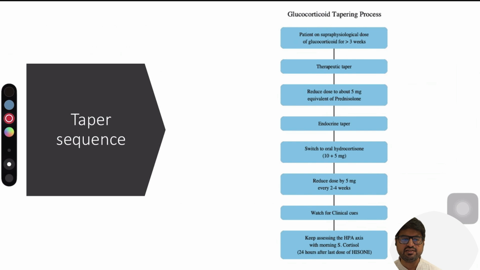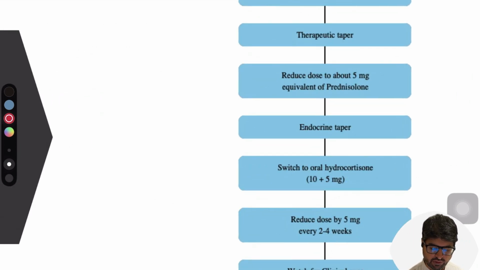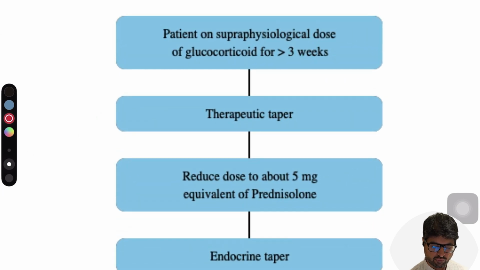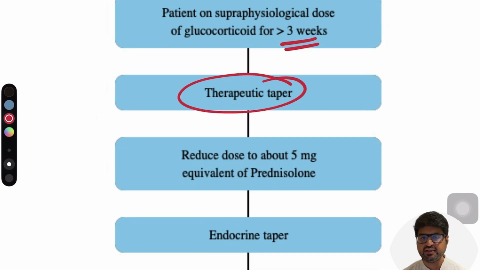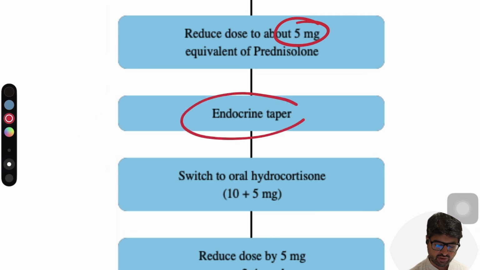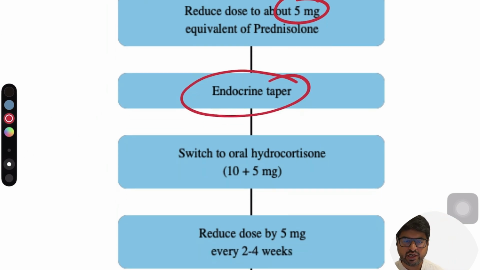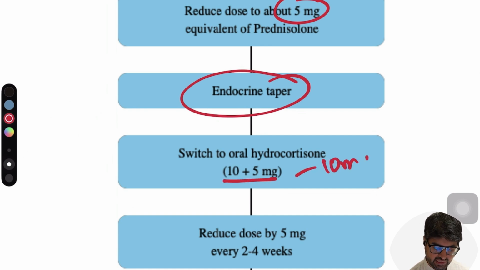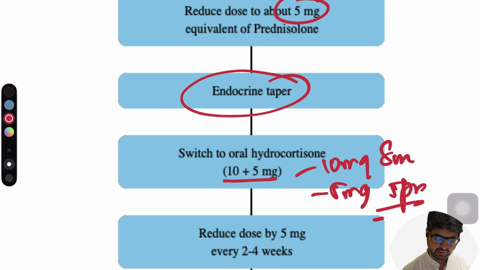So this is the taper sequence I already discussed with you. Let's say a patient is on a supraphysiological dose of glucocorticoids for more than 3 weeks, for example prednisolone 40 milligram. The first phase is to do a therapeutic taper, which is to bring the dose down to 5 milligram equivalent of prednisolone, and then you do the endocrine taper. In this endocrine taper, endocrinologists will typically shift the patient from prednisolone to oral hydrocortisone. We generally give 10 milligram at 8 a.m. in the morning and 5 milligram at 4 or 5 p.m. in the evening. This is a typical dose that we give.